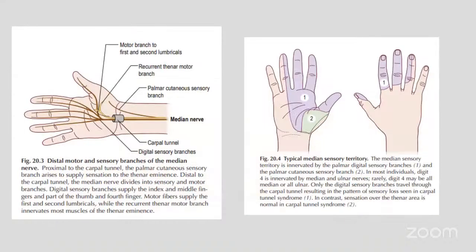This is the typical median sensory territory. The first is the palmar distal sensory branches, and the second is the palmar cutaneous sensory branch of the median nerve.